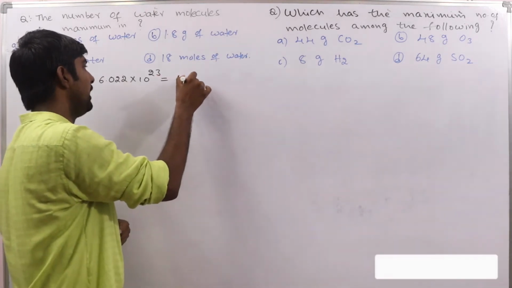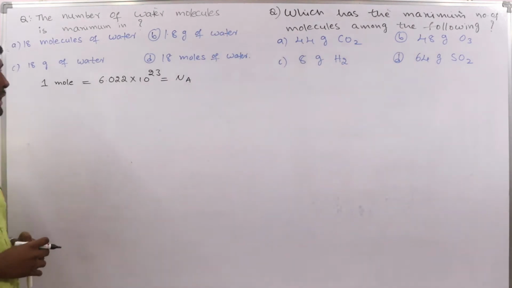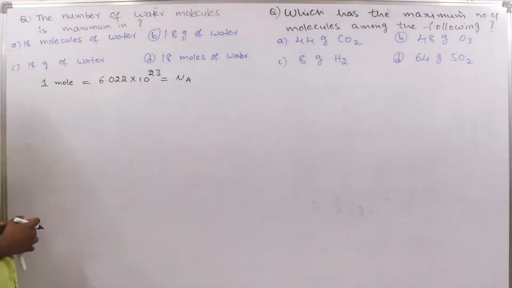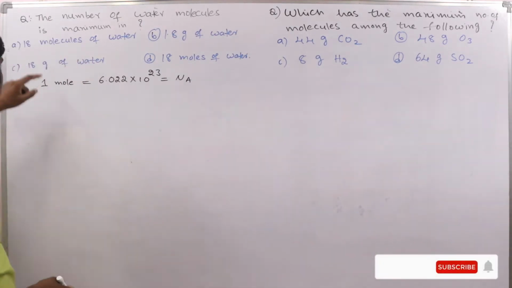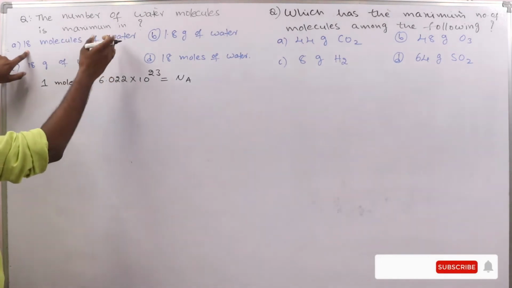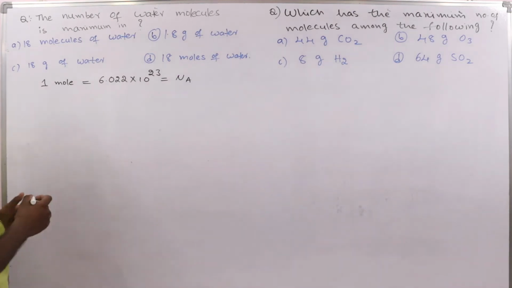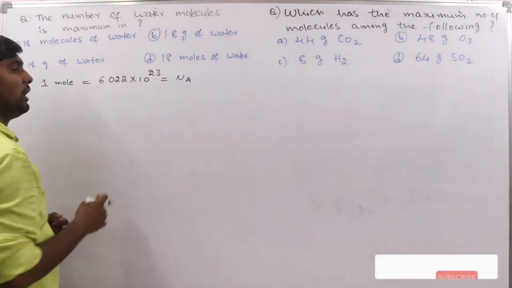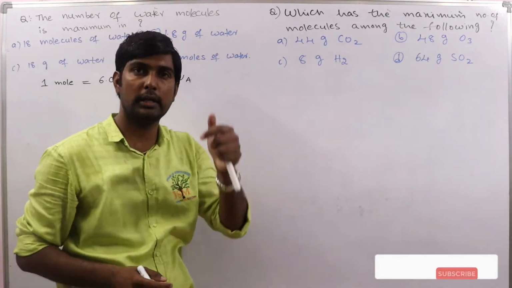That is nothing but Avogadro's number. So here, in each option, we have to identify how many moles of water are given. See here, it is already given that 18 molecules of water, so no need to do anything here. Leave this option. Next, look at this. Here 1.8 gram of water is present. First of all, we have to identify how many moles of water are present.